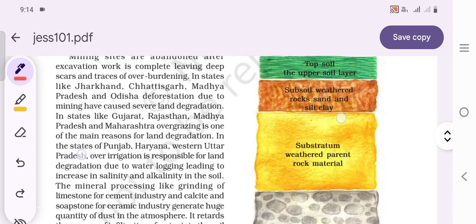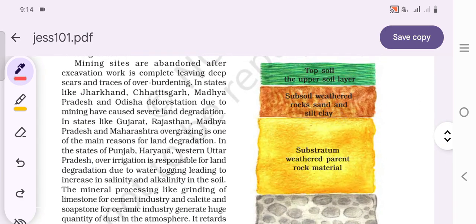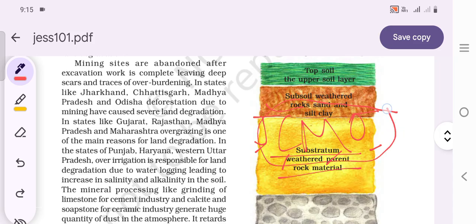It is being mentioned. Mining sites are abandoned after excavation work is complete, leaving deep scars and traces of overburdening. In states like Jharkhand, Chhattisgarh, Madhya Pradesh, and Odisha, deforestation due to mining has caused severe land degradation. You can remember the trick, the acronym JCMO: Jharkhand, Chhattisgarh, Madhya Pradesh, and Odisha. These have suffered severe land degradation due to excessive mining.